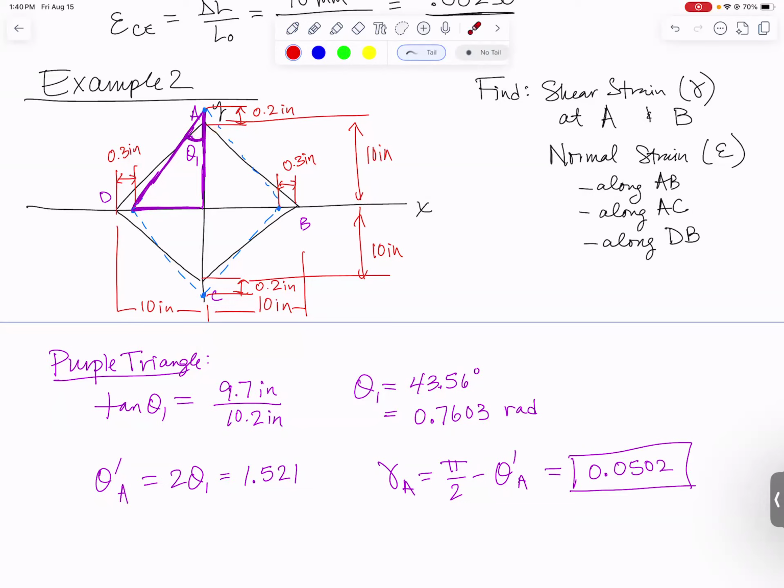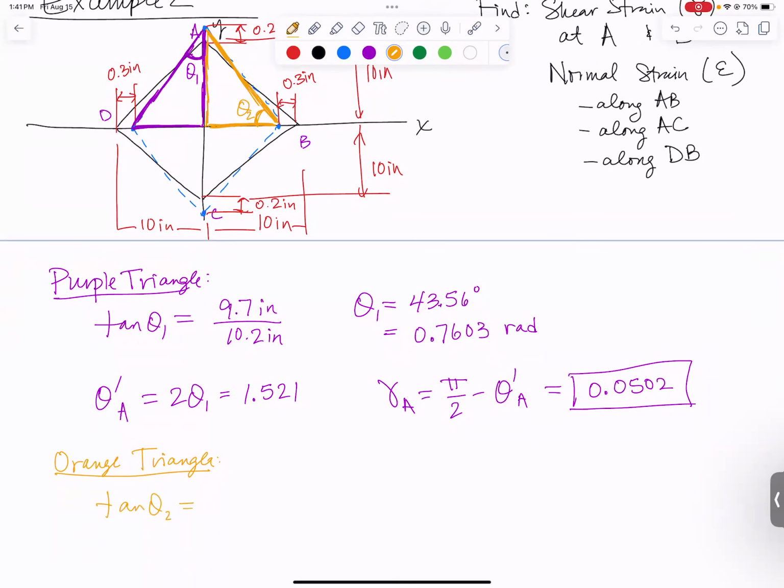Let's do another triangle, an orange triangle over here, because it specifically asks for the shear strain at B. So let's do a triangle that actually includes B. And what I want to do is actually find the angle down here. We'll call it theta 2 that's next to B. The tangent of theta 2 is going to be 10.2 inches divided by 9.7 inches. So theta 2 comes out to be a little bigger than 45 degrees. Comes out to be 46.44 degrees, or 0.810 radians.